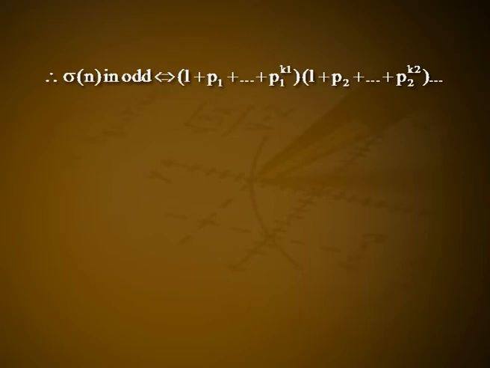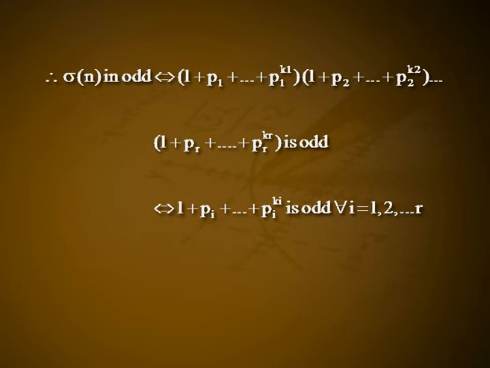Therefore, sigma of n is odd if and only if 1 plus p1 plus etc. plus p1 raised to k1 into 1 plus p2 plus etc. plus p2 raised to k2 into etc. into 1 plus pr plus etc. plus pr raised to kr is odd, if and only if 1 plus pi plus etc. plus pi raised to ki is odd for every i equal to 1, 2, etc. r, if and only if ki is even for every i.